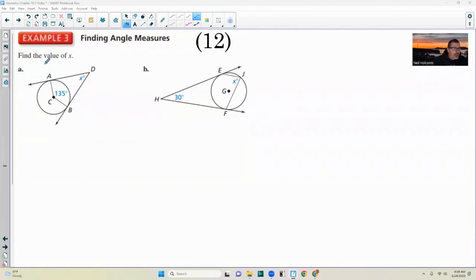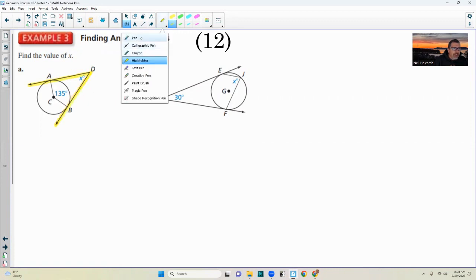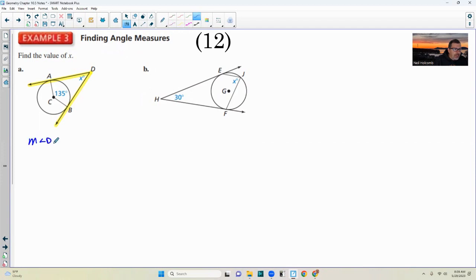Okay, so finding angle measures, find the value of x. So I'm going to highlight what we have here. We have a tangent, and we have another tangent that forms a circumscribed angle D. So we say the measure of angle D equals 180 degrees minus the central angle, which is right here, the measure of angle ACB. So the measure of angle D is x, and that equals 180 degrees minus 135 degrees when I substitute. So x equals 180 minus 135, which is 45 degrees.